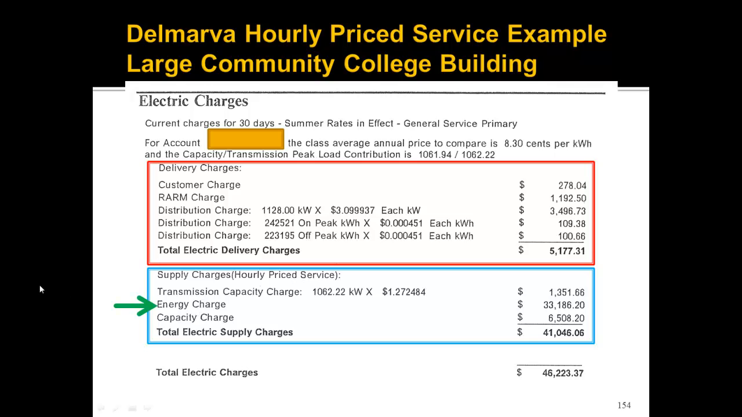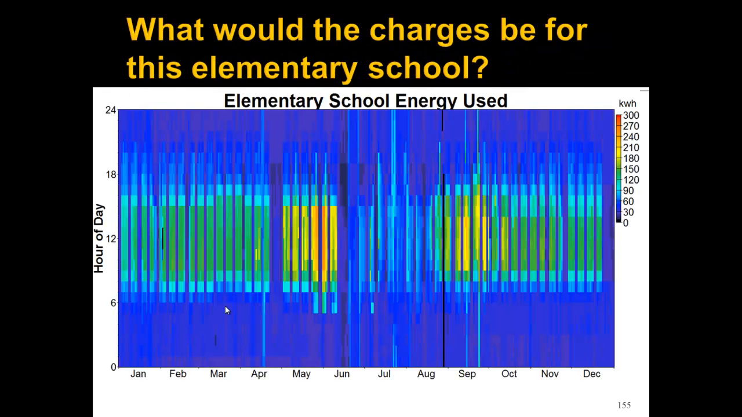But this is just in one line here, and unfortunately in this bill you can't really see when you're being charged and what the prices are and whatnot. So it takes a little more investigating, and that's why I had to investigate a little more to get the chart on the last slide. So what we're going to do for the final is you are going to investigate the following question: what would the charges be if this elementary school was on hourly price service?